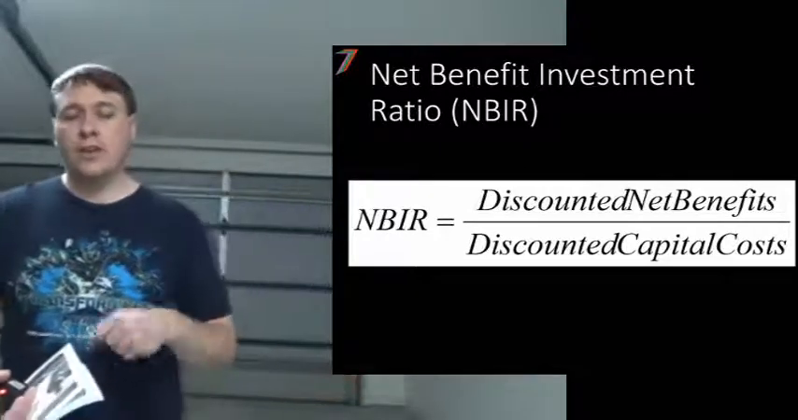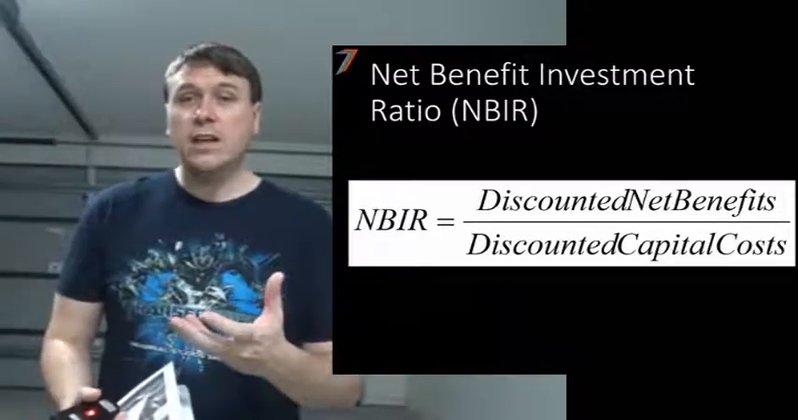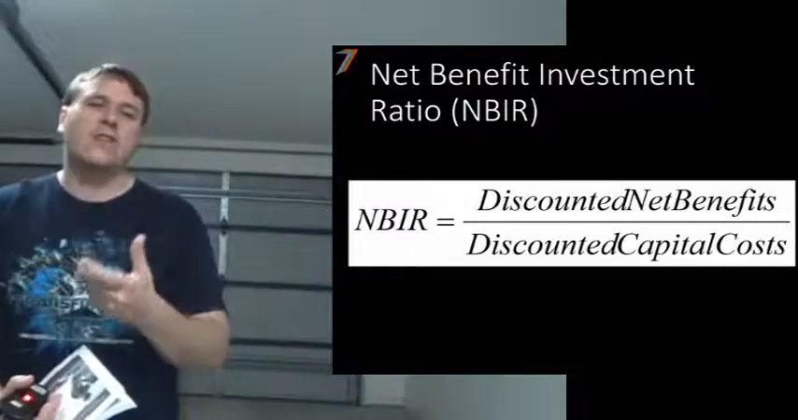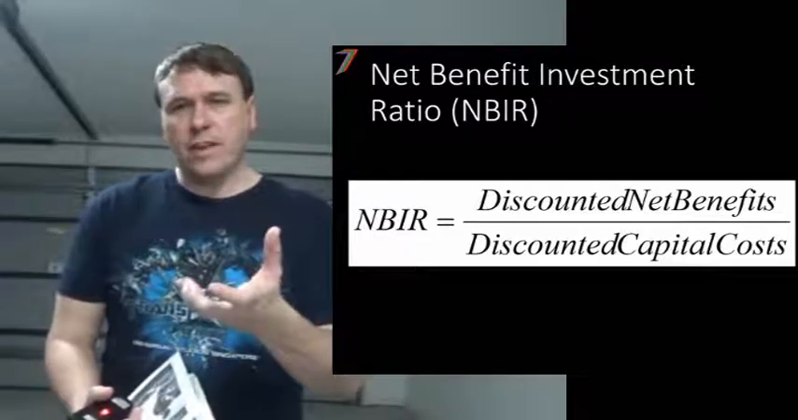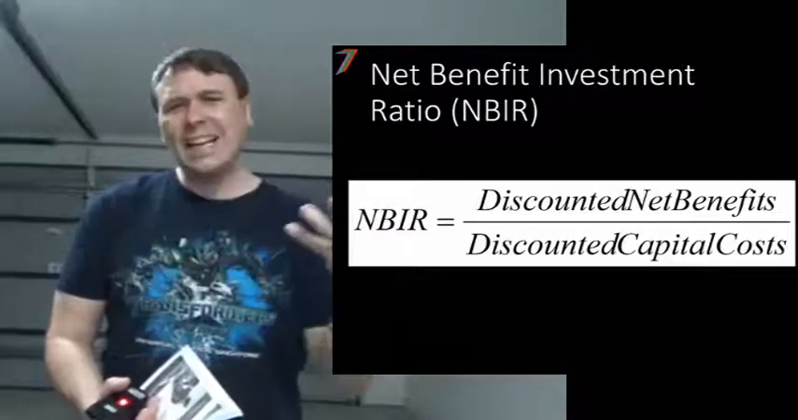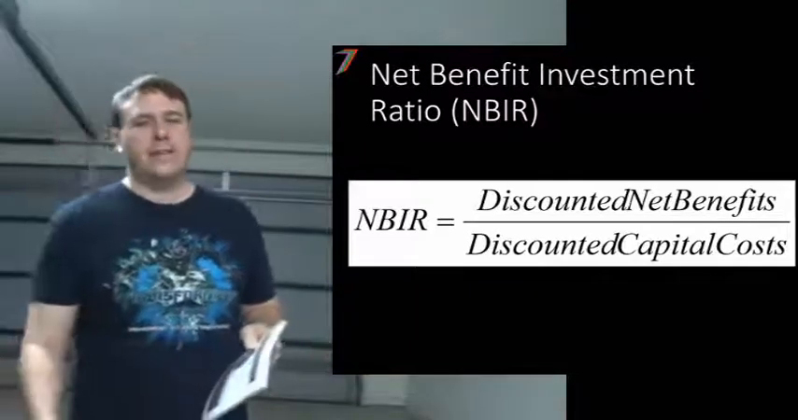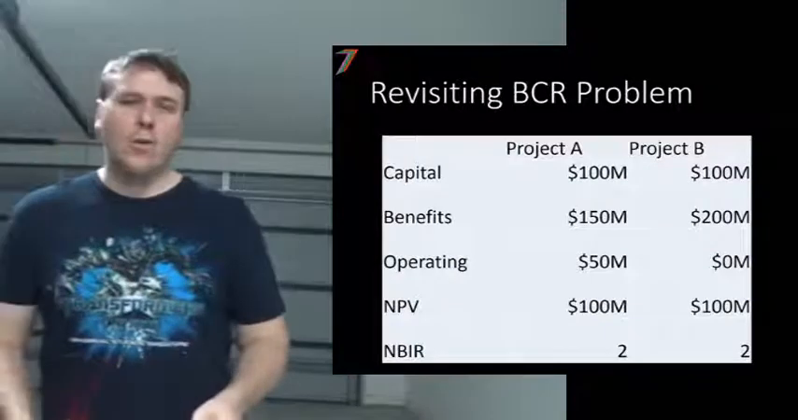Whereas in your numerator, you're going to be looking at your benefits to the users, as well as any reductions in your operating costs, or even any increase in your operating costs. So if your operating costs increase, for example, you'd deduct that from your benefits. So it's basically everything else other than capital costs, you might say. That's why it's a net. Alright, so how does this resolve our problem?